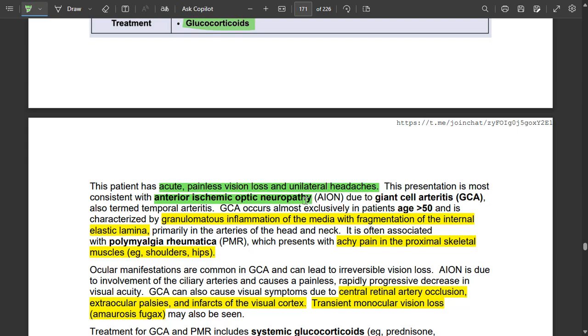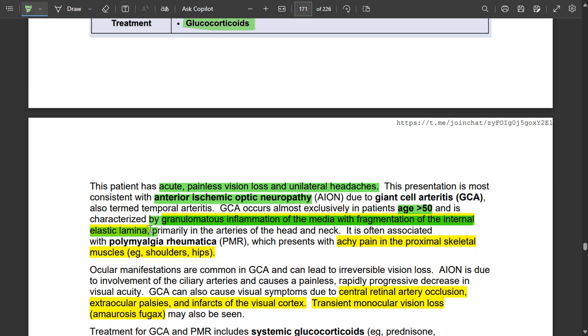Giant cell arteritis can block the optic nerve blood supply causing AION, also called temporal arteritis. GCA almost always occurs in patients aged more than 50, and it is characterized by granulomatous inflammation of the media with fragmentation of the internal elastic lamina. A blood vessel has the internal elastic lamina in very close proximity to the media, and the outside has the external elastic lamina. It is common primarily in the arteries of the head and neck.